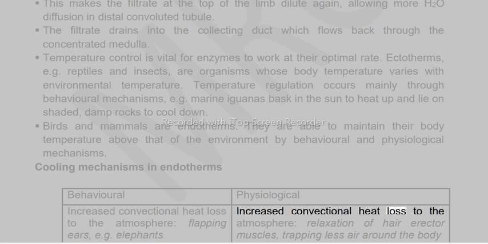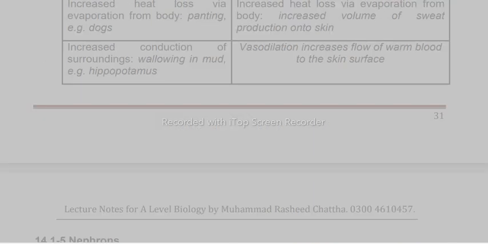Physiological: increased convectional heat loss to the atmosphere, relaxation of hair erector muscles, trapping less air around the body. Increased heat loss via evaporation from body, panting, e.g. dogs. Increased heat loss via evaporation from body, increased volume of sweat production onto skin. Increased conduction to surroundings, wallowing in mud, e.g. hippopotamus.